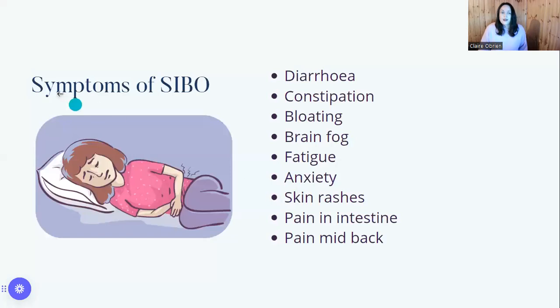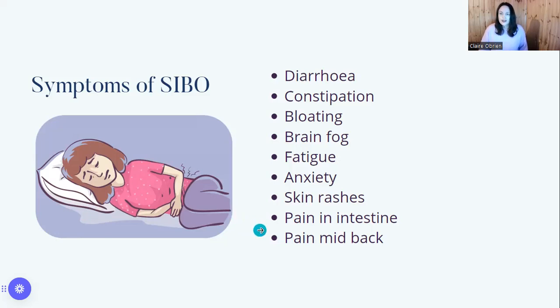So the symptoms of SIBO are diarrhea and constipation, bloating, brain fog, fatigue, anxiety, skin rashes, pain in the intestine, particularly when you're going to the toilet, or right-sided pain, or pain under the ribs. And then mid-back pain, along the bra line, will be a common symptom of SIBO as well. And sometimes you'll get shoulder pain on the left-hand side or right-hand side, and that would be connected to the gallbladder, particularly on the left side. But in any kind of gut infection, you're going to see more shoulder, neck, and head pain.